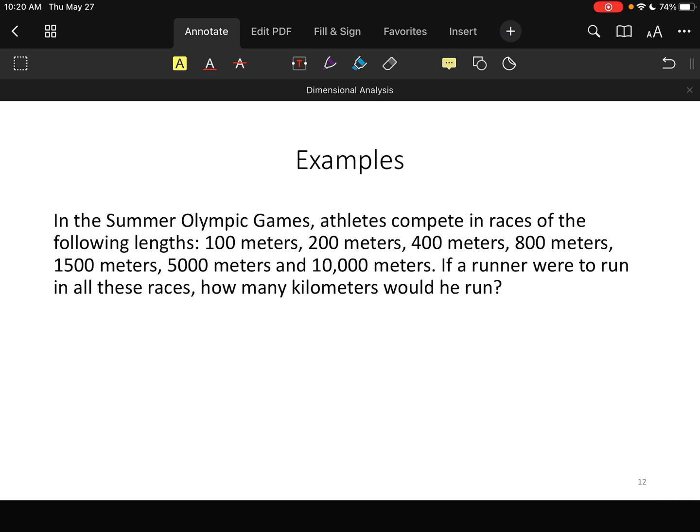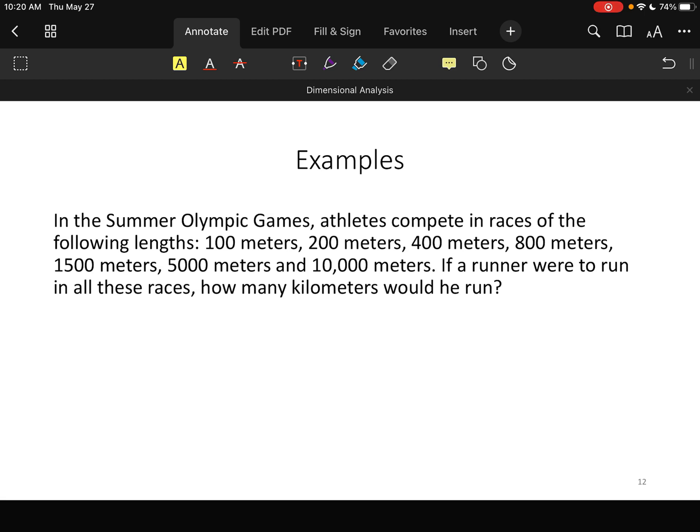You've got the Summer Olympics, and let's say you've got athletes competing in typically the running events: 100 meter, 200, 400, 800, 1500, 5,000, and 10,000 meters. If somebody was to run all these races, that's strange, because some of this is short distance, and then you got a lot of long distance, and then a few intermediate races. So you typically won't have an athlete that does all this, but that's neither here nor there. This is just a quick example to show you how to convert to kilometers.